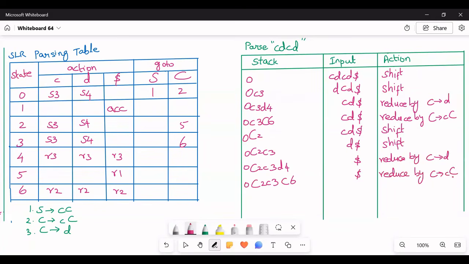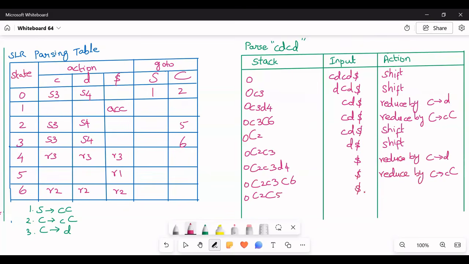So here length of the right hand side is 2. So pop 4 symbols from the stack. So C 0, C2. Pop C3, C6. Then we have to write capital letter C as well as 2C. 2C is 5. So write 5 here. Here no change.